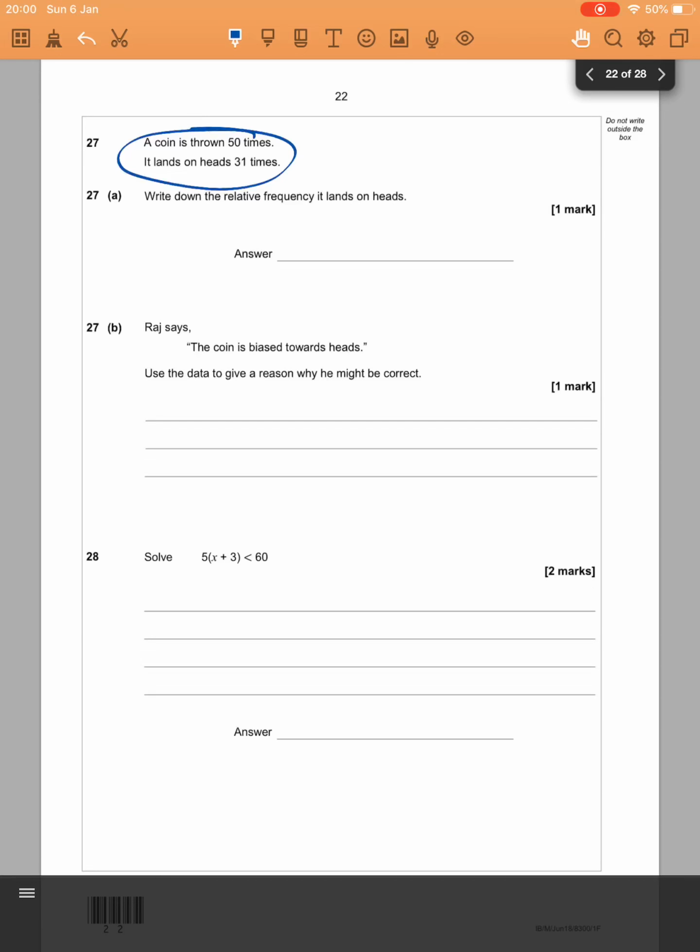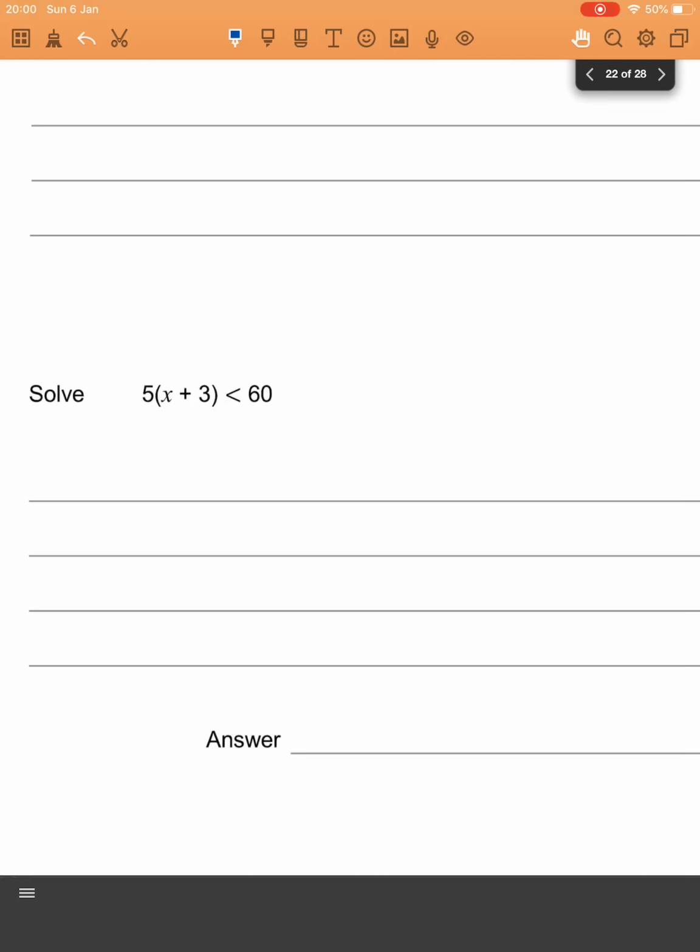Solving this equation, question 28. This is not an equation, it's an inequality, because it has an inequality sign, not an equal sign. But it's treated in exactly the same way as an equation. So I'm just going to write this down. There we go. And the difference with these compared to equations is we just write this inequality sign instead of the equal sign.